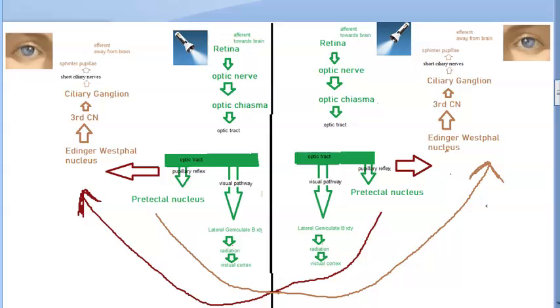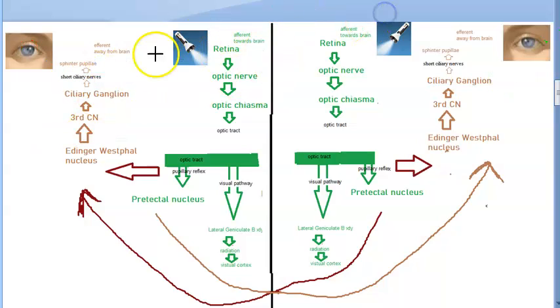Guys, see, what happens if there is an efferent defect? Let's say there's an efferent pathway defect here. So this one will never constrict, okay? But at least this side has a chance of constricting. You see? So this one will never ever constrict.